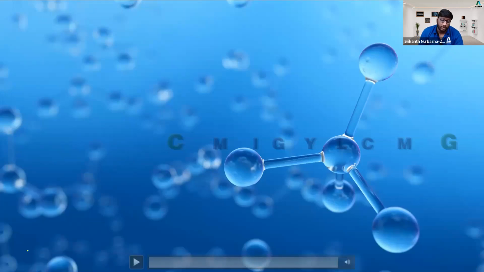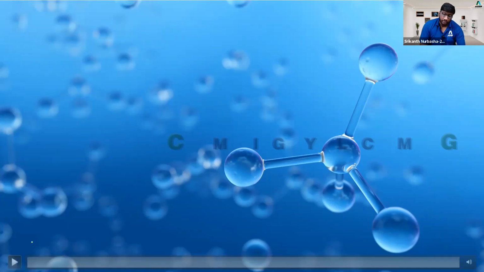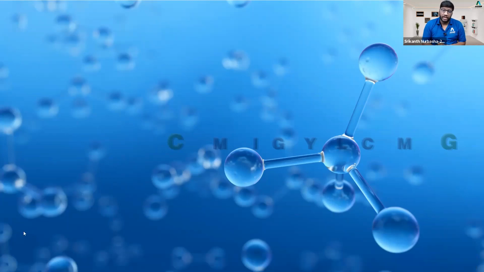In the structural we have chain, position, functional group, metamerism, ring chain, tautomerism. In the spatial arrangement we have geometrical, like configurational and conformational. What do we have in the configurational? Configurational means geometrical and optical. Conformational means the Newman projections. So we are going to study one by one now.